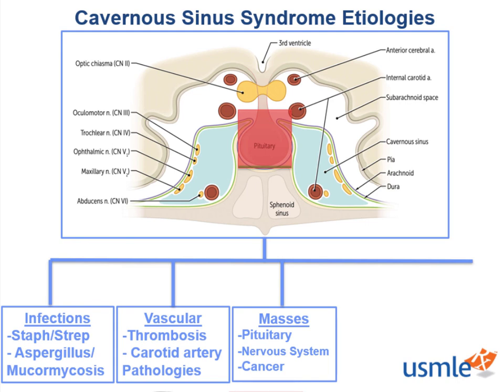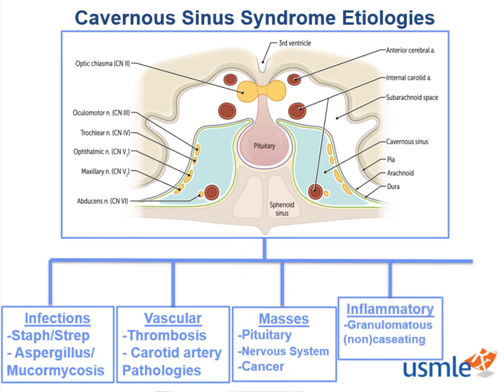Think about it. The dural venous sinuses are valveless. So, cancer cells can travel through those valveless venous sinuses to spread, perhaps, to the brain and even the cavernous sinus. Inflammatory conditions can also affect the cavernous sinus via caseating granuloma formation, think tuberculosis, and non-caseating granulomas, think sarcoid. Lastly, traumatic insults, such as from a car accident or surgery, can result in damage to the cavernous sinus.